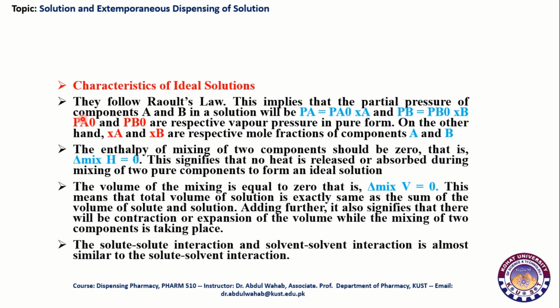Characteristics of an ideal solution: they follow Raoult's law. This implies that the partial pressures of the components A and B in a solution will be PA = PA° XA and PB = PB° XB. PA° and PB° are the respective vapor pressures in pure form. On the other hand, XA and XB are the respective mole fractions of components A and B.